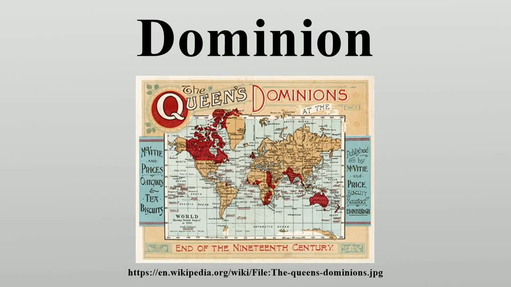Dominions were semi-independent polities that were nominally under the Crown, constituting the British Empire and later the British Commonwealth. Beginning in the later part of the 19th century, they included Canada, Australia, Pakistan, India, Ceylon, New Zealand, Newfoundland, South Africa, and the Irish Free State.